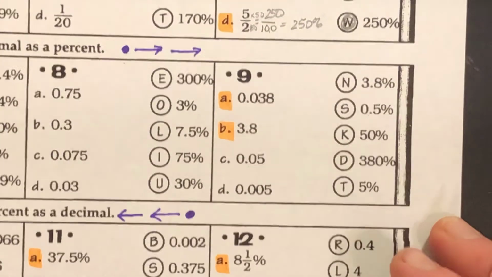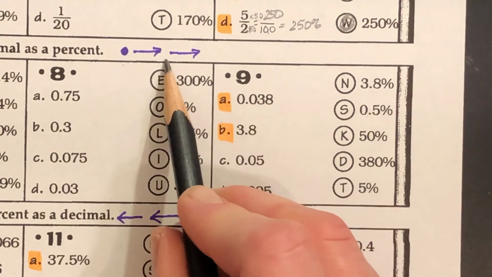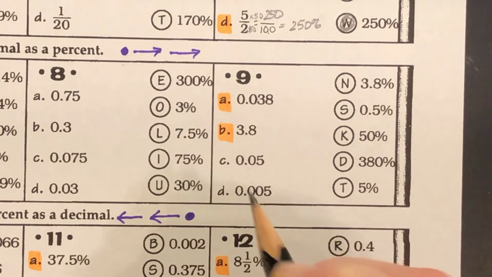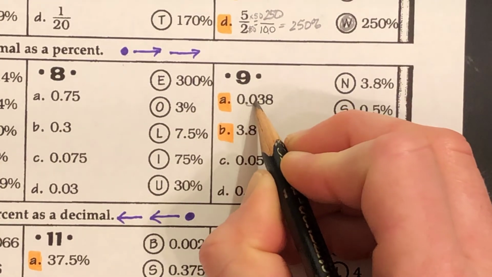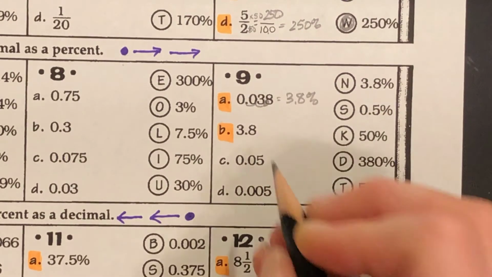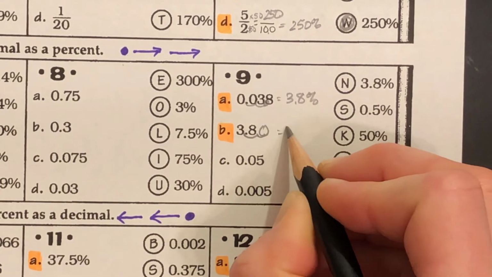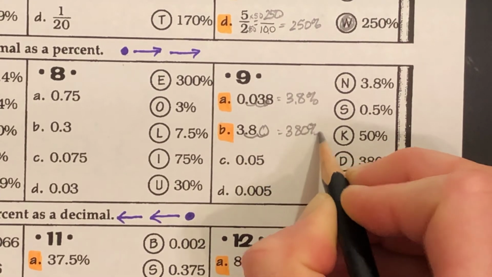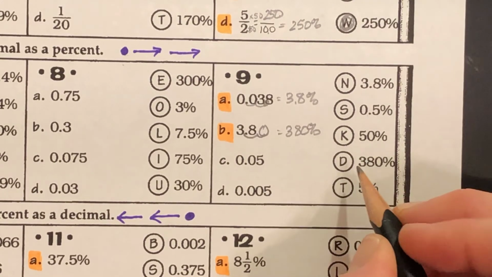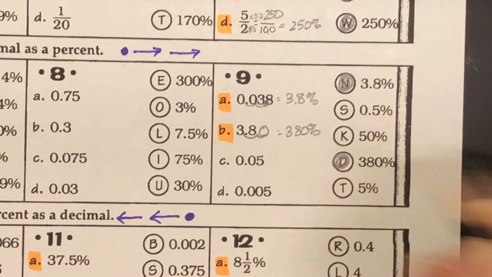9 is also more of the same, but let's do it anyway. Remember, we moved the decimal 2 places to the right because we are moving to percent. 1, 2 becomes 3.8%. We move this 2 places, 1, 2 gives us 380%, just like that. So we eliminate N and D.